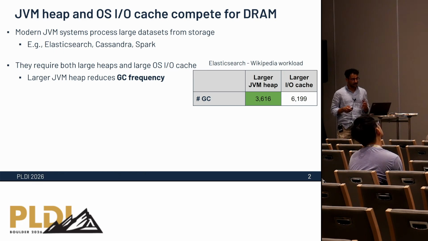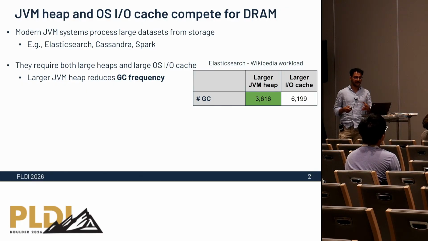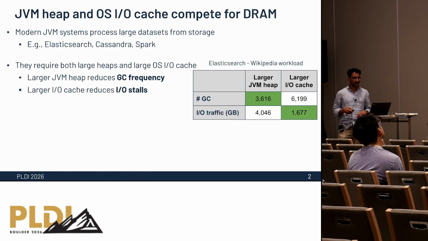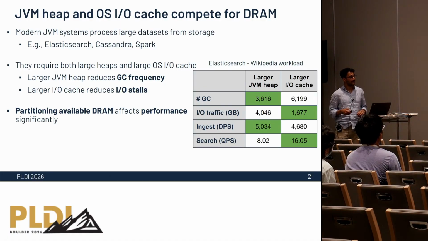As you see in the table, from the execution of a Wikipedia workload in Elasticsearch, where we have concurrent clients that perform document ingestion and query searches, in the case of a larger heap, the GC frequency is 2 times lower compared to having a larger I/O cache. On the other hand, a larger I/O cache reduces I/O stalls. As you see in the table, the I/O traffic when we have a larger I/O cache is 4 times lower.